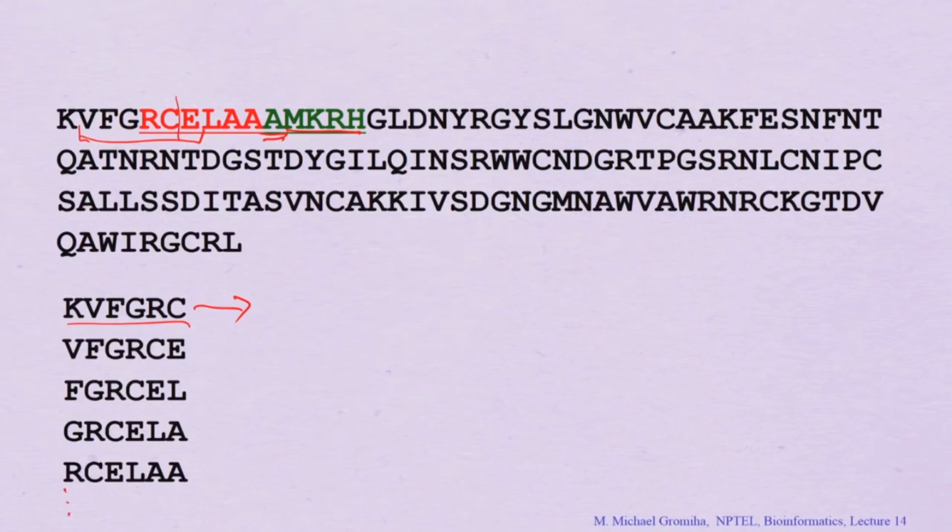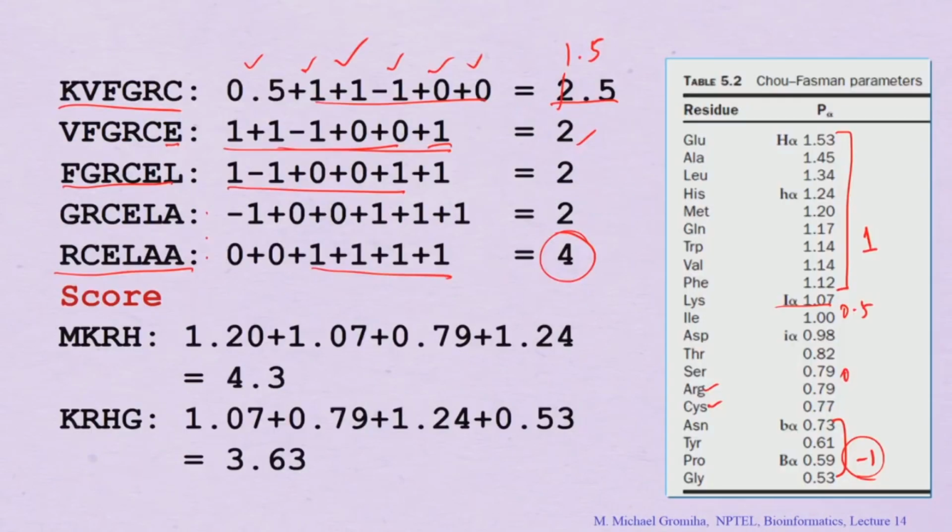The next one is K, lysine, which is also 0.5. If you add the values, this will give you a value more than 4. You can extend up to this MKRH. Here you can add M equal to 1.2, K is 1.07, arginine 0.79, histidine 1.24, and this value is 4.3.